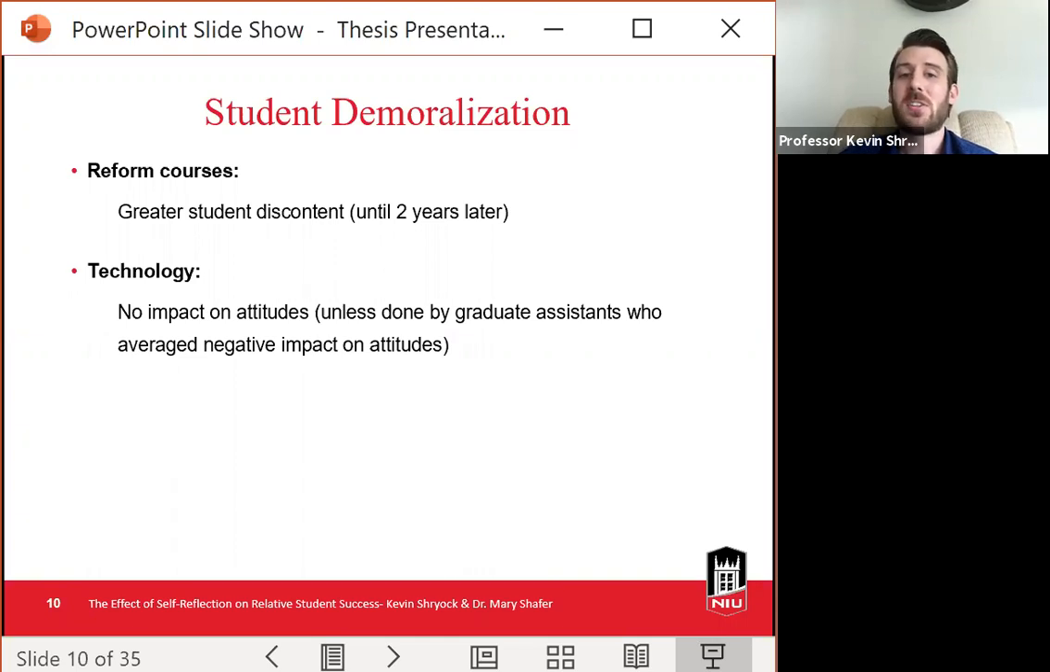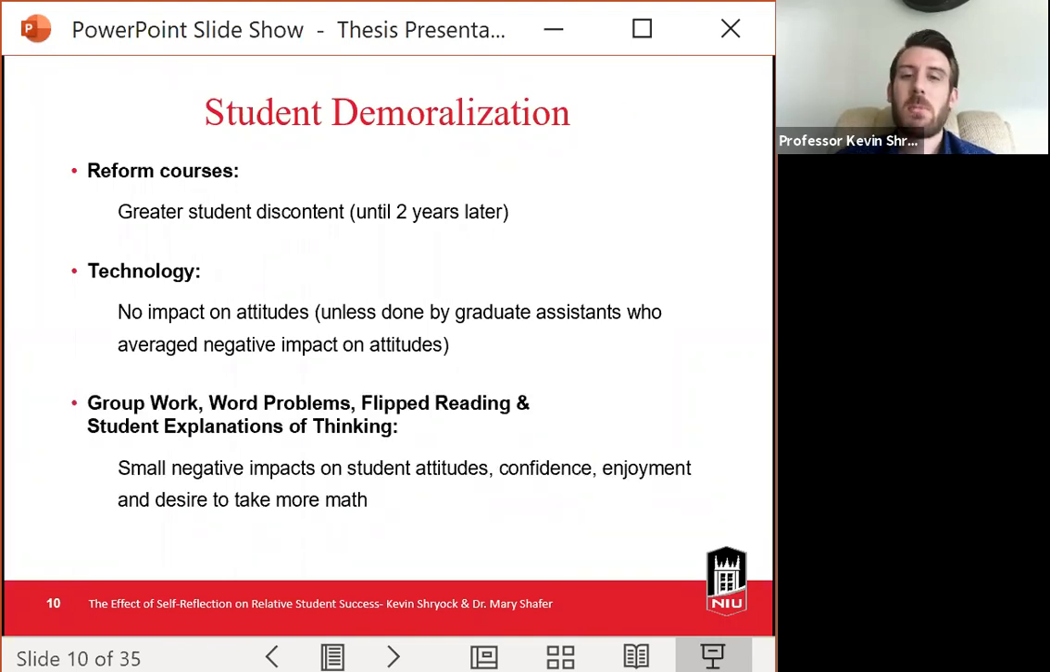Technology is often something that teachers grapple onto to improve, but when you look at the effects of using graphing calculators in digital activities, they average no impact unless you look at it when graduate students use it, and then it actually averages a negative impact, so there's no luck there.